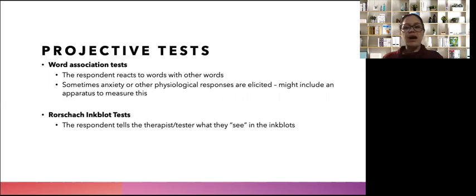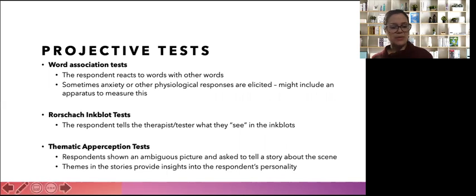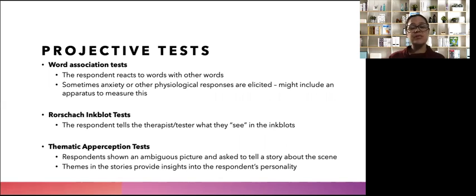So we have the Rorschach ink blot test. This is where the respondent tells the therapist or tester what they quote unquote see in the ink blots. And we'll go more into detail in just a moment on those. And the third type is thematic apperception tests. So this is where the participants are shown ambiguous pictures and they're asked to tell a story about what is going on in the picture. And then whatever the theme of their story is going to provide insight into that person's personality.